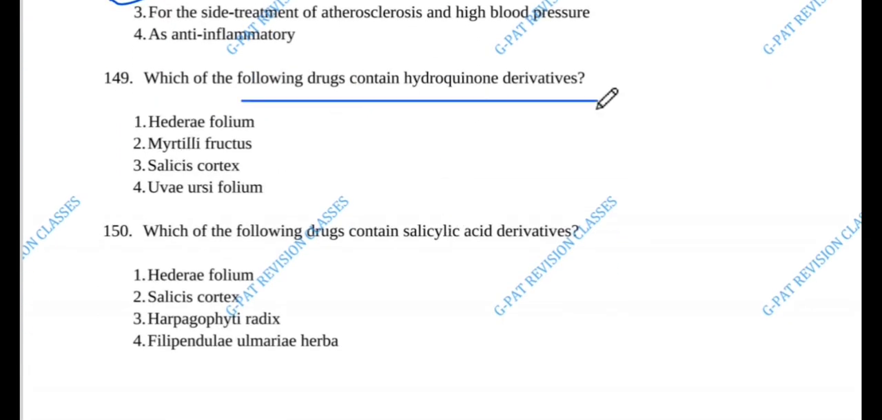Next is question number 149. Which of the following drugs contains hydroquinone derivatives? The answer is 3, Salicis cortex. The answer is 3.